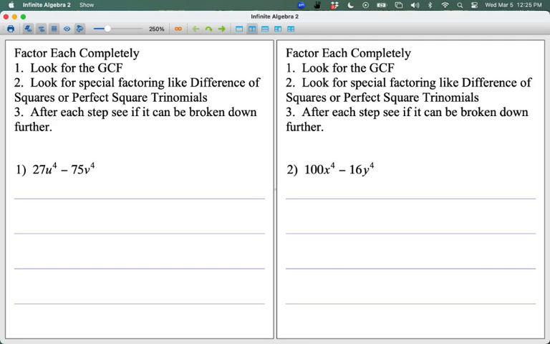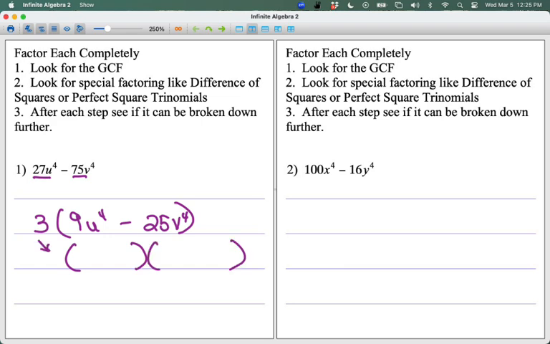Let's get started. What can I take out of 27 and 75? I can take out a 3. When I take out a 3, what's left is 9u to the 4th minus 25v to the 4th. And then now you need to look. You're not finished. In the past, once you did the greatest common factor, you were finished. But this is a difference of squares. Don't let that 4th degree trick you. We will have some binomials there, but don't forget to bring down your 3.